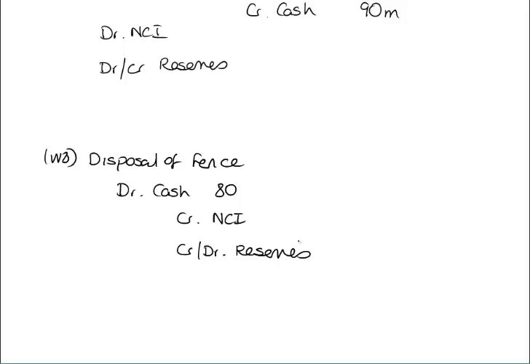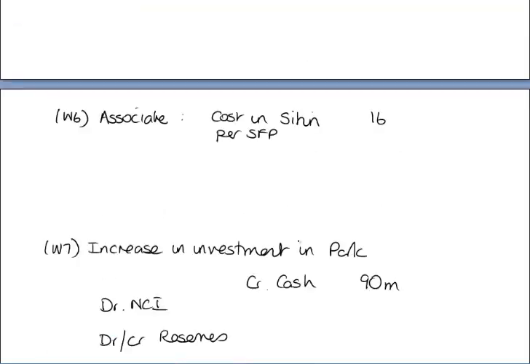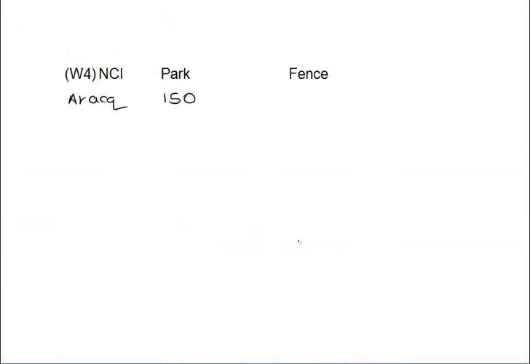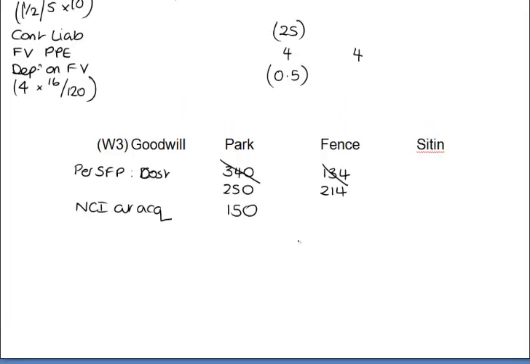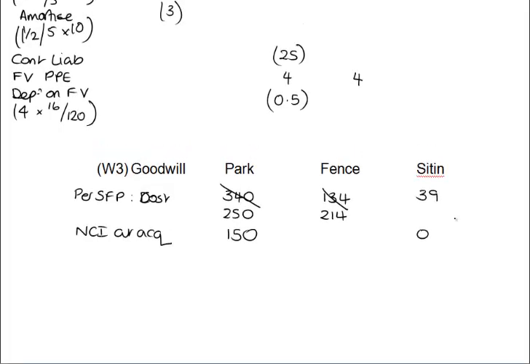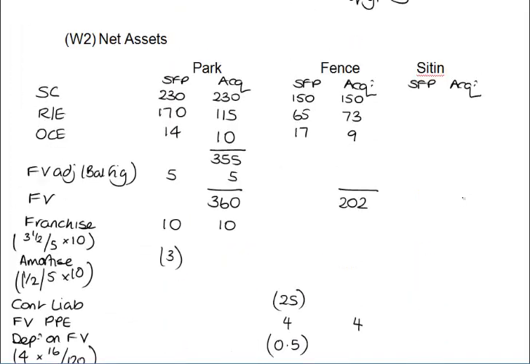Note 3, on the 30th of June X8, Grange acquired 100% of Sitin for 39 million. So we go to our goodwill calculation for Sitin, cost 39 million. There will be no NCI because we own 100%. And it says Sitin's net assets were fair valued at 32 million. So I go to Sitin, and all I'm going to say here, it's got net assets of 32 million.